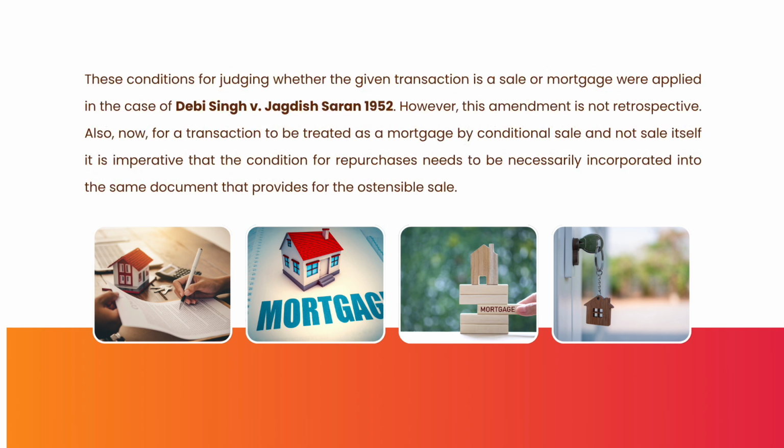These conditions for judging whether a given circumstance is a sale or mortgage were applied in the case of Devi Singh versus Jagdish Saran of 1952. However, this amendment is not retrospective. Also, now for a transaction to be treated as a mortgage by conditional sale and not sale itself, it is imperative that the condition for repurchase needs to be necessarily incorporated into the same document that provides for the ostensible sale.